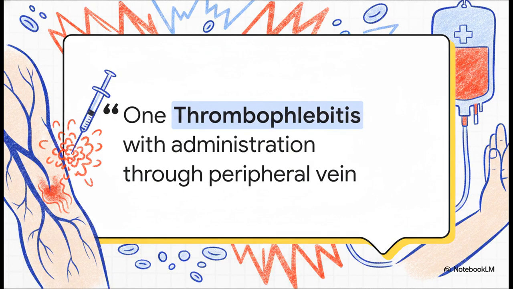Okay, let's dive into this. Here is the exact 8-word source text we are analyzing today. Listen to this carefully. 1. Thrombophlebitis with administration through peripheral vein.